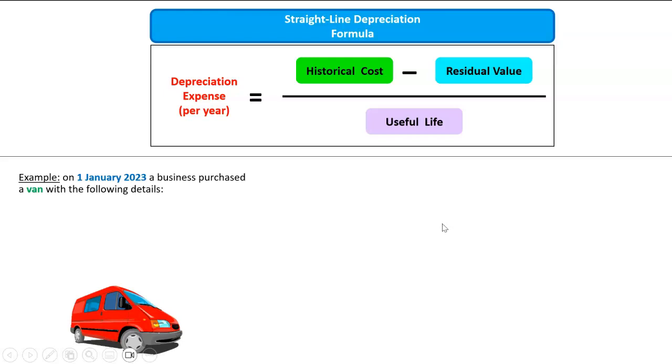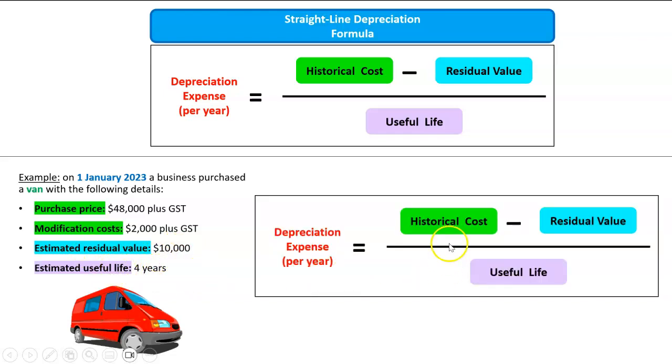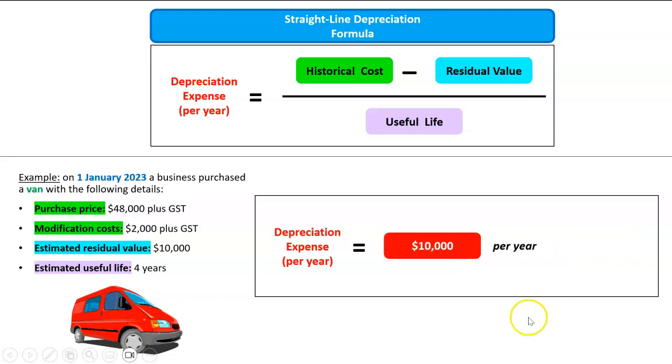So if we took this formula here and we applied it to this van, and we say the van has a purchase price of $48,000, we're going to modify it for $2,000, residual value of 10, which is an estimate, and estimated useful life of 4 years, and we just plug those numbers in. We've got $50,000 cost, less residual value of 10,000, useful life of 4, so that's 40,000 divided by 4, so $10,000 per year. So we've got a figure here.